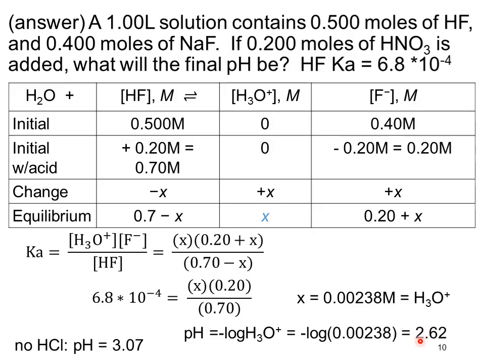Now, if you didn't add in the HNO3, this pH would have been 3.07, which is a pretty big jump. But if you consider the fact that the pH for the HNO3 alone would normally be less than a pH of 1, probably about 0.8, this is still pretty well buffering, right? It's still keeping in its general correct area. So that's worth keeping in mind.